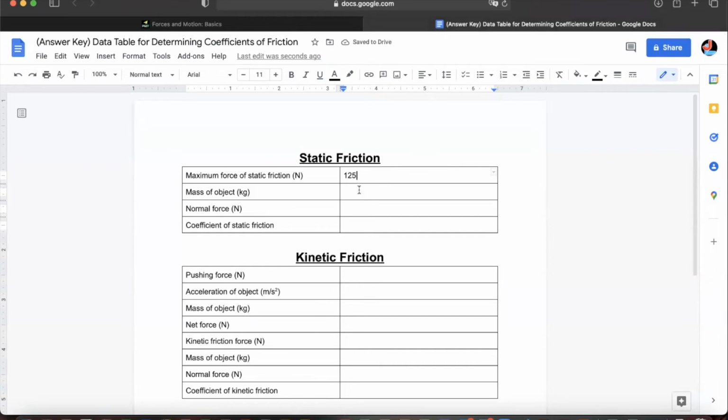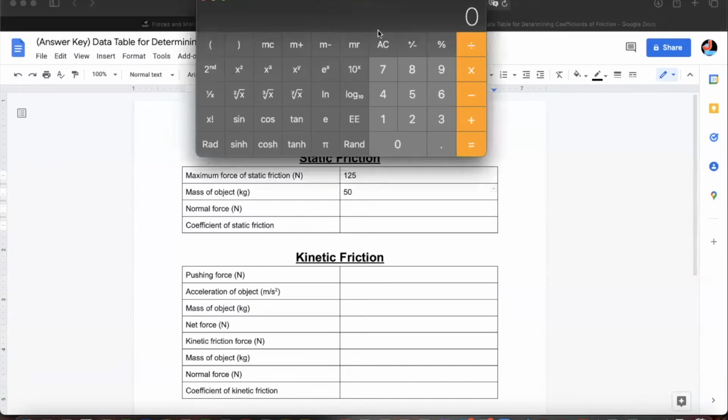Now the mass of the object, we know that's 50 because that's displayed. And the normal force is just 9.8 times 50. You can use a calculator, or you might know off the top of your head that that is equal to 490.